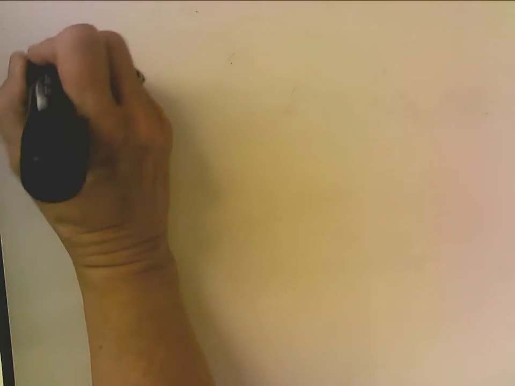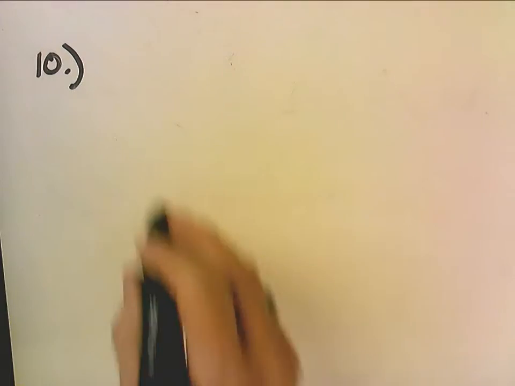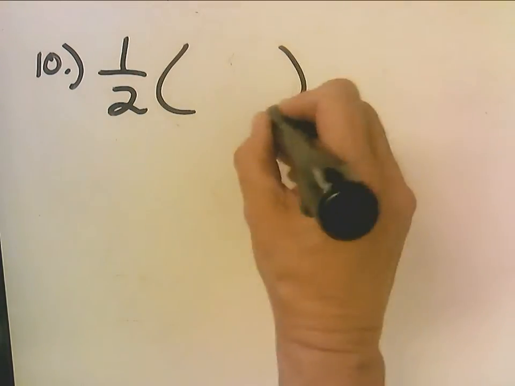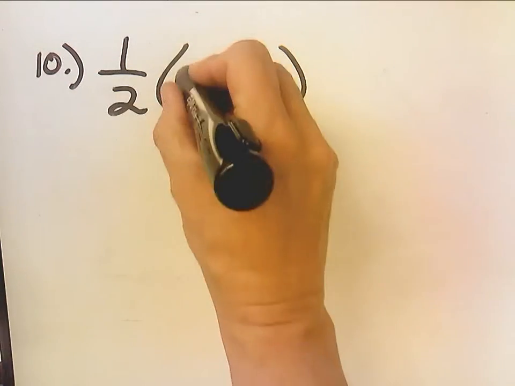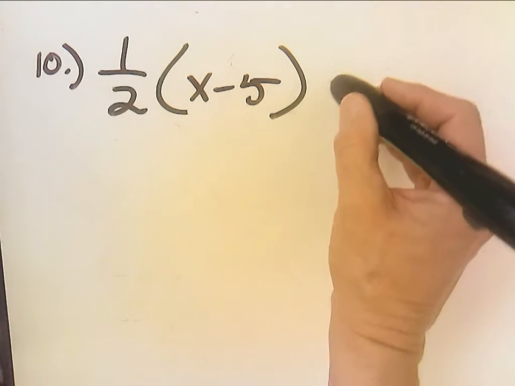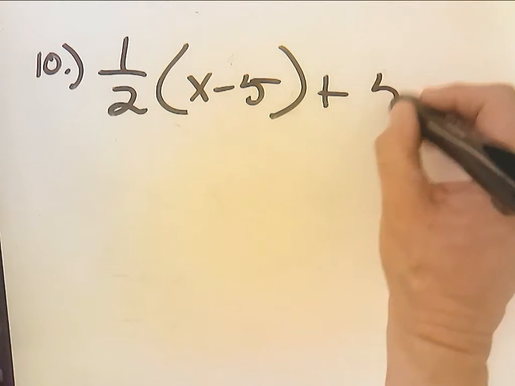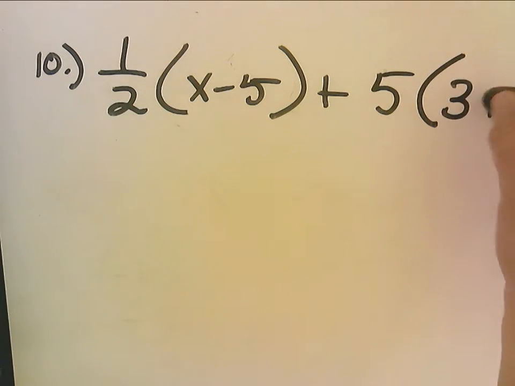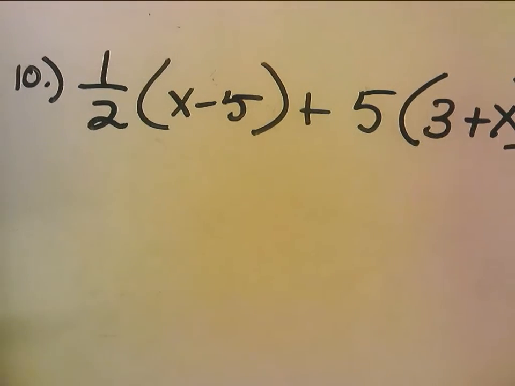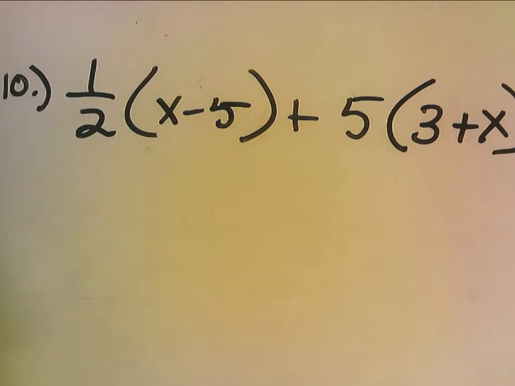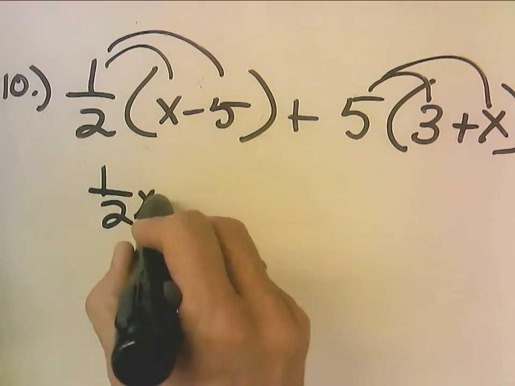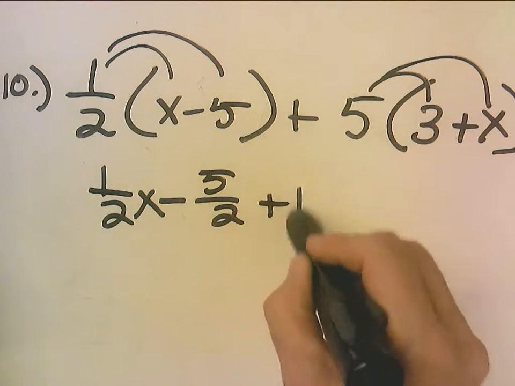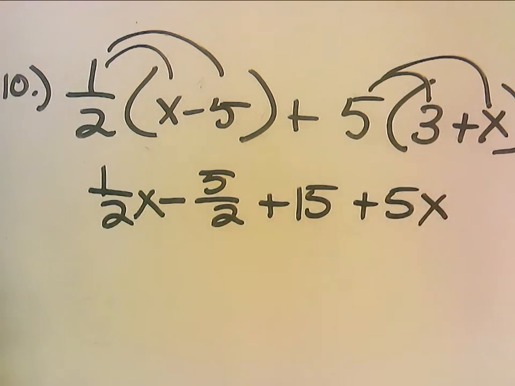and then check. So number 10 says 1/2 the quantity, 5 less than x. So I know that's x minus 5 added to plus 5 times the sum of 3 and x. Okay, so I did the translation, and now I have to do the simplifying. So I'm going to distribute. So 1/2 x minus 5/2 plus 15 plus 5x.